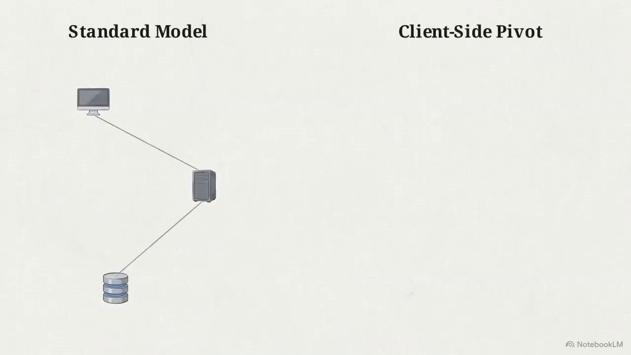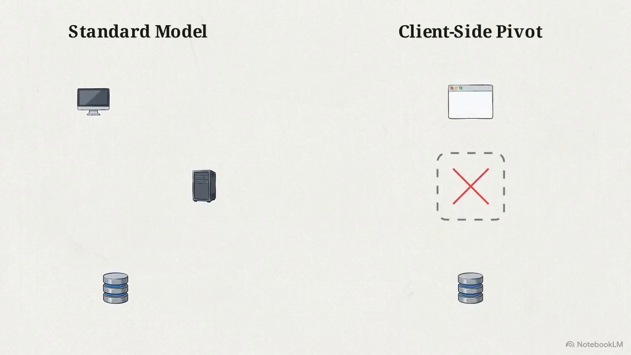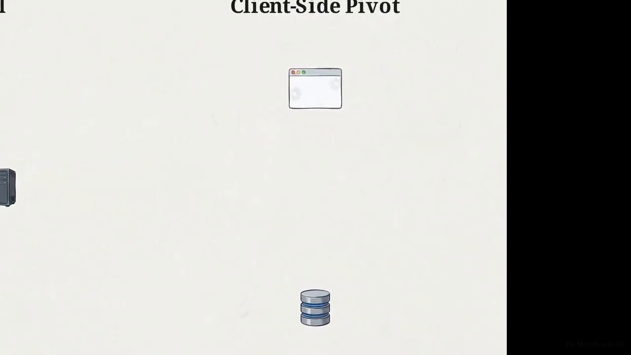This diagram maps the data path. Left, the standard model uses a Node.js intermediary. Right, we eliminate the back office, routing logic to the browser. With React, the front end processes Markdown and executes API calls natively to the database.